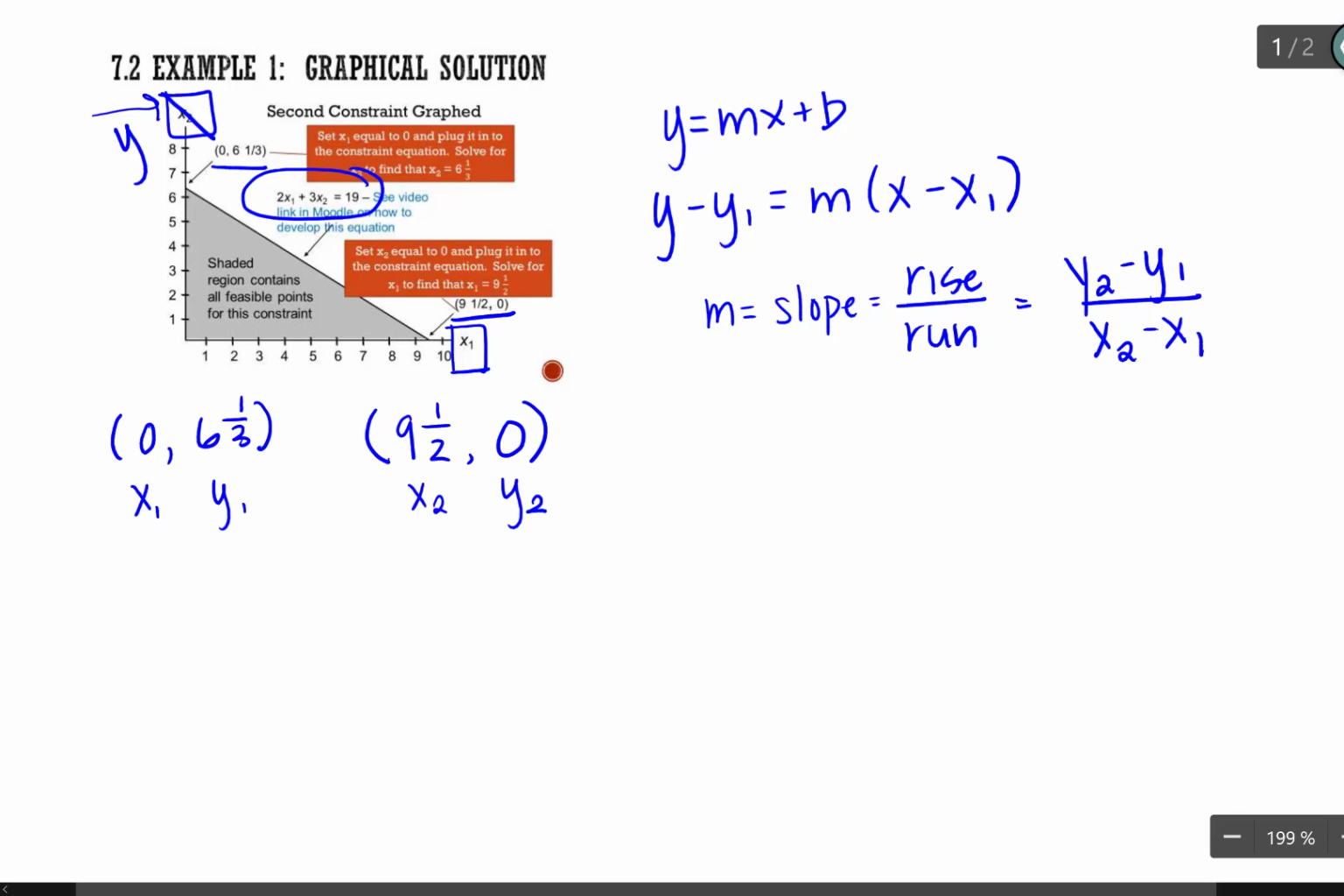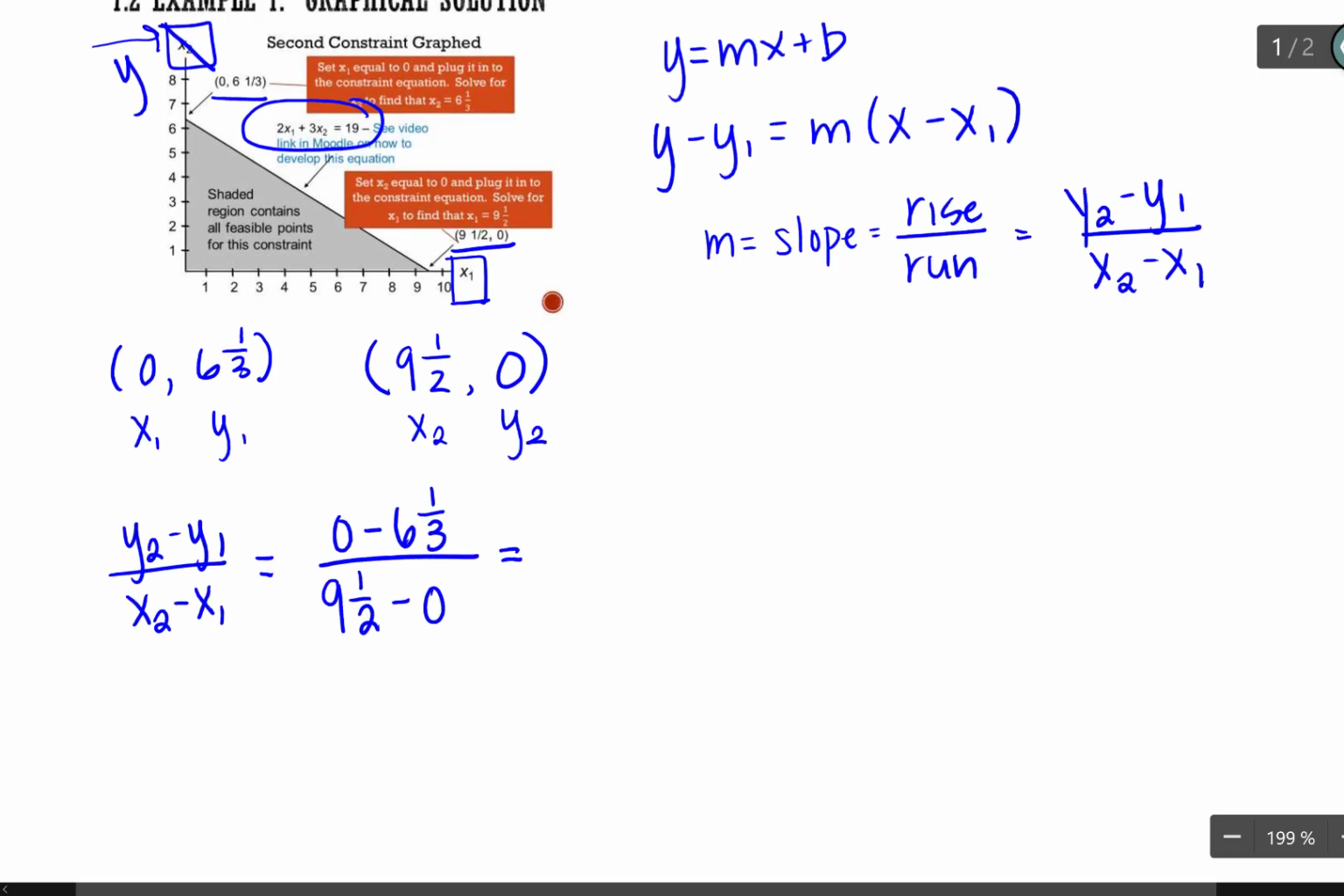Well, we have 2 points, and we can plug 2 points into the equation for slope. So let's start there. So we want y2 minus y1 divided by x2 minus x1. So just matching up our variables, we have y2, which is 0, minus y1, 6 1/3. We'll leave it like that for right now, and then we will change it to a fraction in just a second. Then we have x2 minus x1 in our denominator, so 9 1/2 minus our x1 value of 0.